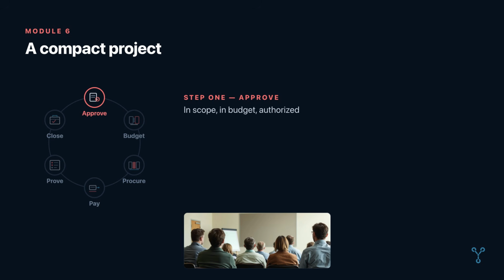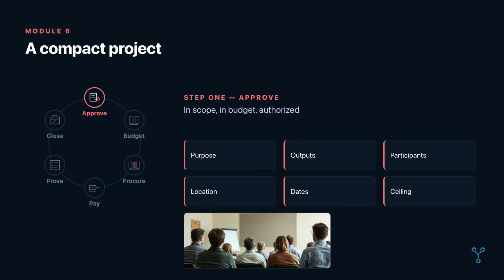First, approve the activity. Confirm that the event is in scope, in the approved work plan and budget, and authorized by the right person. Write down its purpose, outputs, participants, location, dates, and budget ceiling.